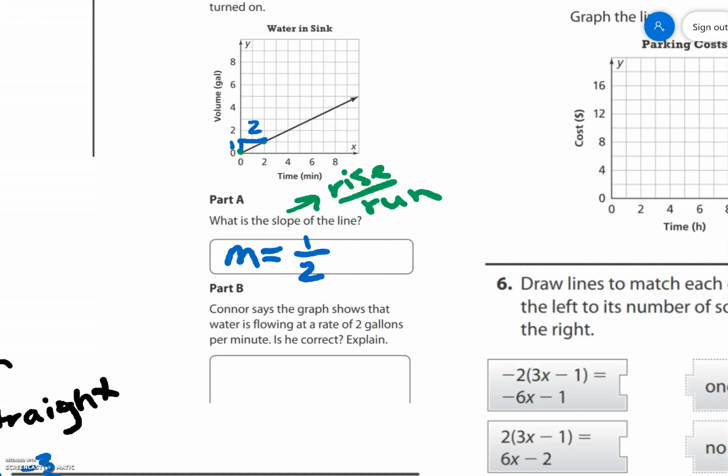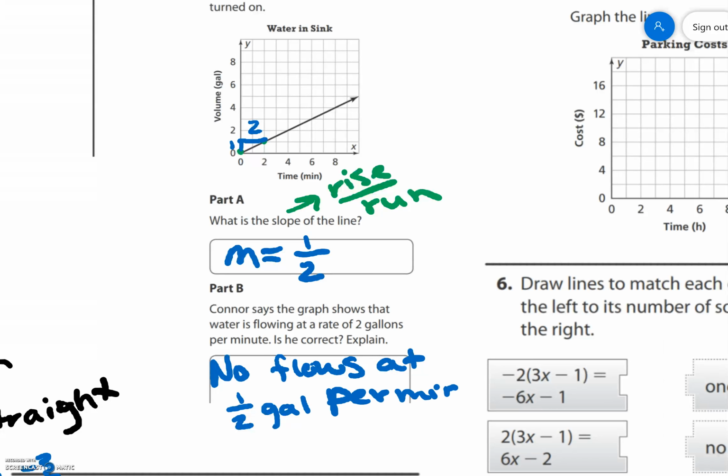Connor says the graph shows that water is flowing at a rate of 2 gallons per minute. Is he correct? Explain. No, it's flowing at 1/2 gallon per minute. He did run over rise, because that's how we got 2 over 1.